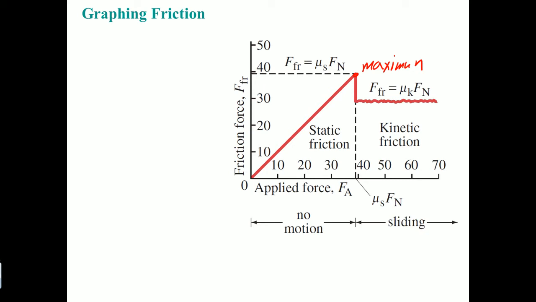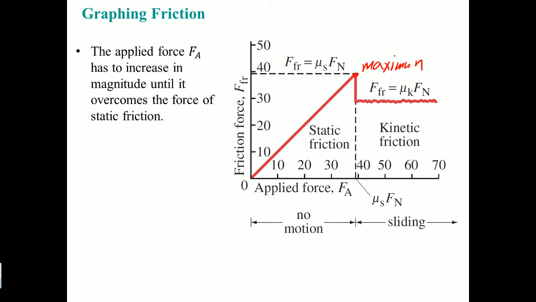Then it has its kinetic friction. This object is now sliding. Two things that you need to understand is that the applied force Fa has to increase in its magnitude. Right here, you see how it's increasing to the point that it overcomes the force of static friction.